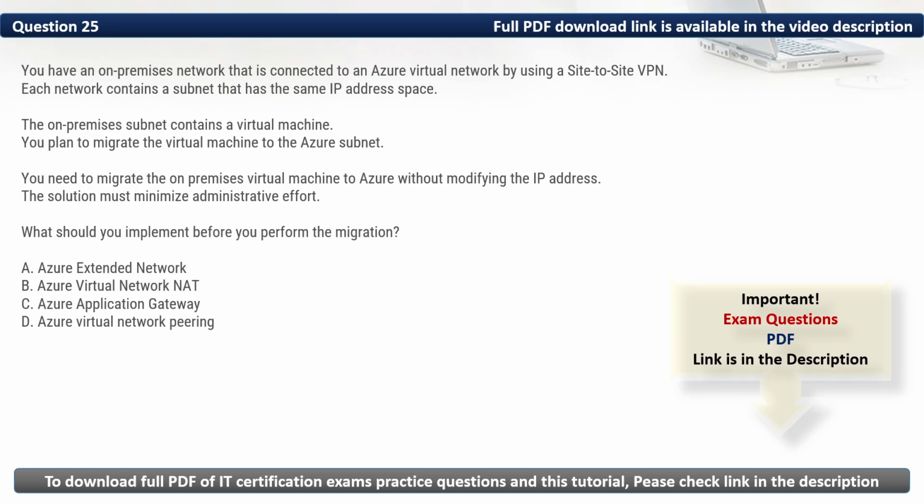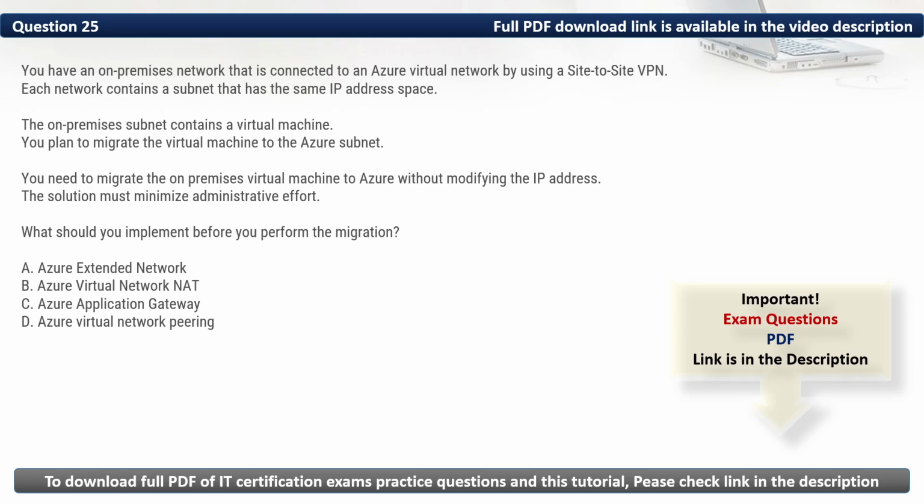Firstly, let's eliminate the incorrect options. We have B. Azure Virtual Network NAT. Network address translation is for managing the IP address translation, but it does not help with maintaining the same IP address for migration. Then we have C, Azure Application Gateway. An application gateway is used for load balancing and routing traffic to applications, not for IP address management during VM migration. Then we have D, Azure Virtual Network Peering. Peering connects two virtual networks but does not directly address the requirement of migrating the VM with the same IP address.